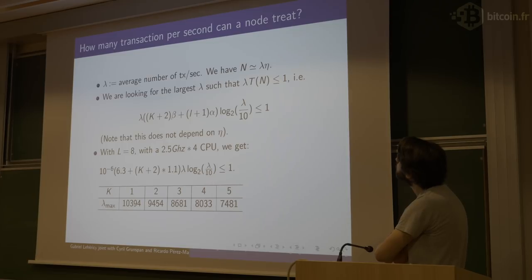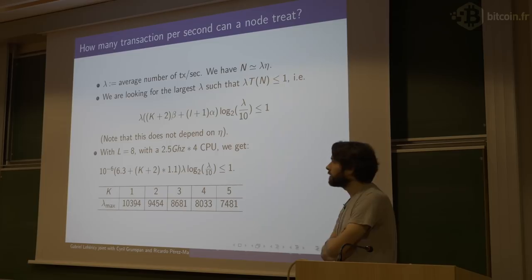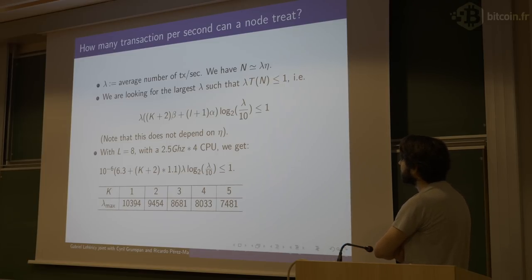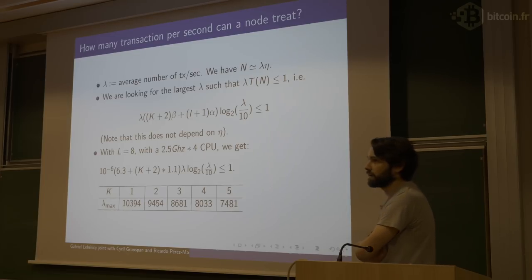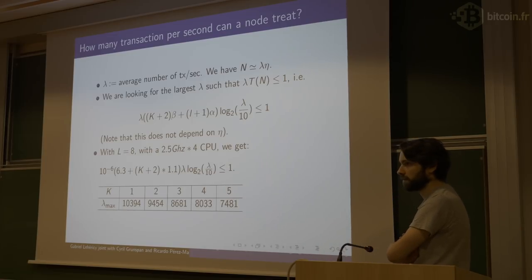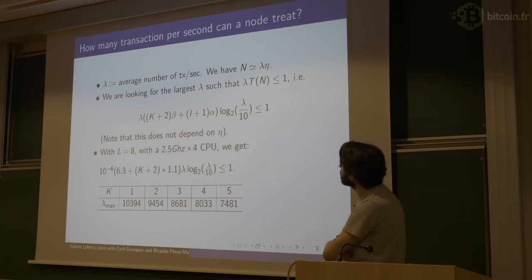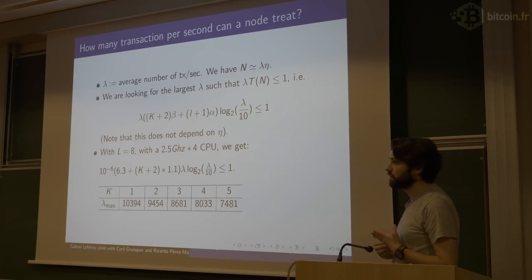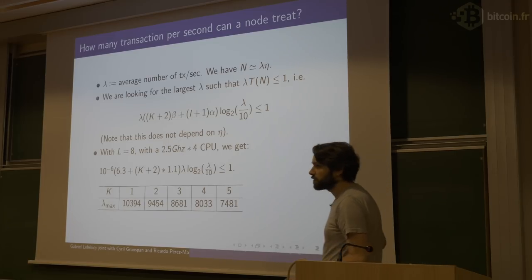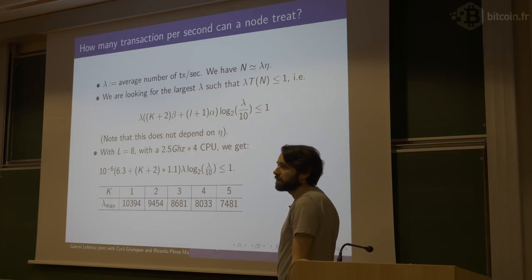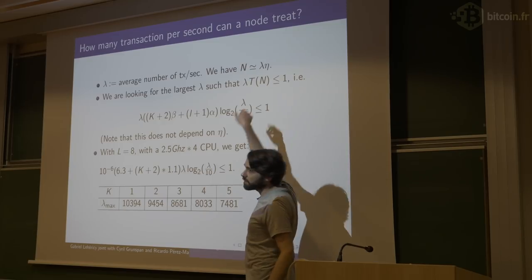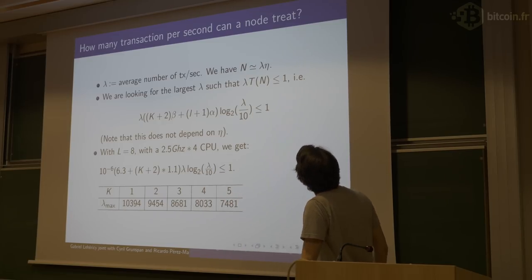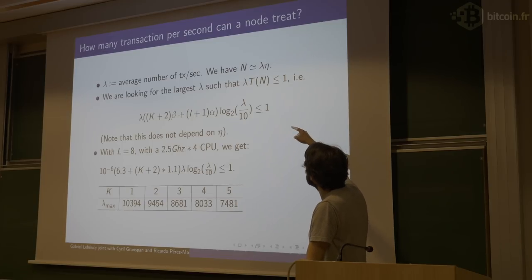Assume lambda is the average number of transactions per second. Then you will have more or less lambda times eta many seeds in your tree. So you apply the formula that we had earlier with n equal to lambda eta. We want to know how many routing tasks one node can manage. So we want lambda such that lambda times Tn is smaller than 1, where Tn is the time taken given by the big formula earlier. This means the node can treat all the incoming transactions in less than 1 second. And so we get this formula.